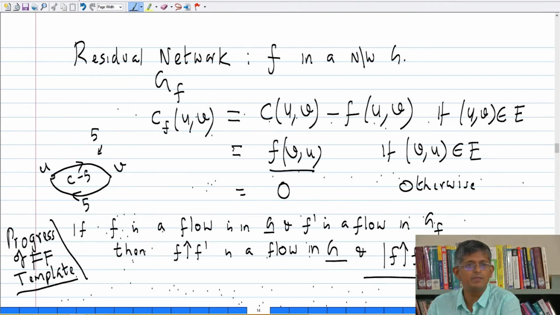I call it a template because it only tells you what you should do step by step. It doesn't tell you which path to pick, which S-T path to pick, and so on and so forth. All those things will control the runtime efficiency of the algorithm.